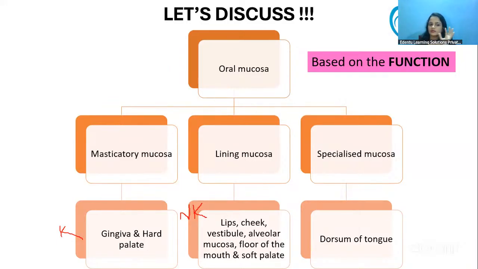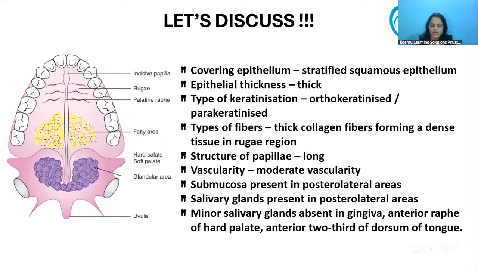So remember, the keratinized mucosa will be present in the gingiva and hard palate. Now, in the gingiva and in the anterior raphe of the hard palate, there will be no submucosa. Submucosa is the connective tissue area above the muscular layer. This submucosa will usually be absent in the gingiva and in the anterior raphe of the hard palate.